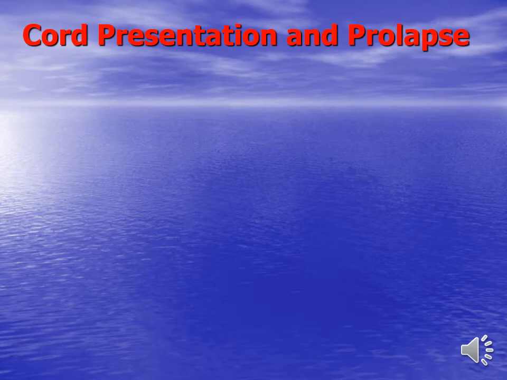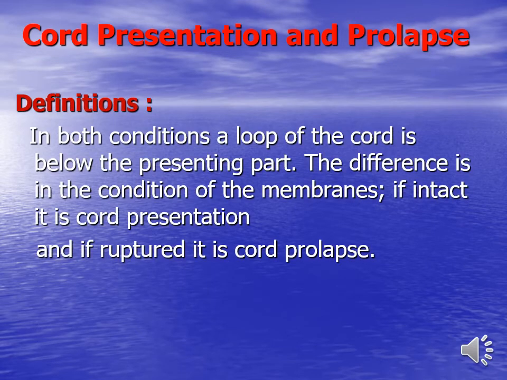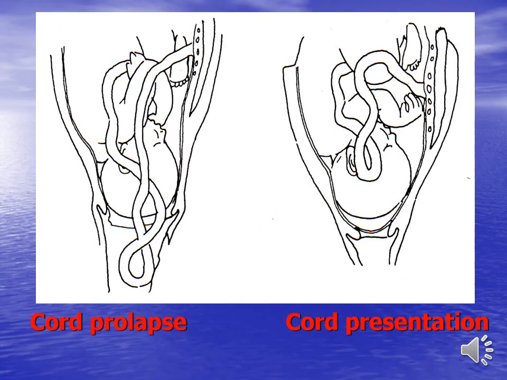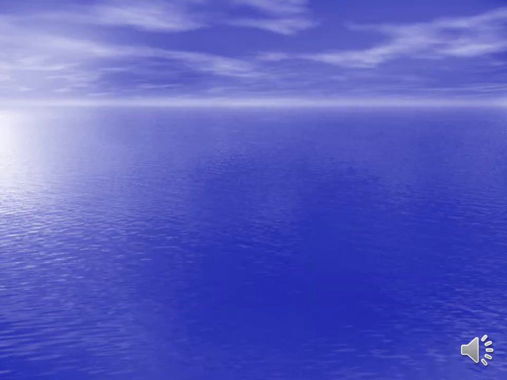Cord presentation and cord prolapse. The definition: in both conditions, a loop of the cord is below the presenting part. The difference is the condition of the membranes. If they are intact, it is a cord presentation. If they are ruptured, it is a cord prolapse. Its incidence is 1 per 200 cases. This is a picture of cord prolapse and cord presentation.